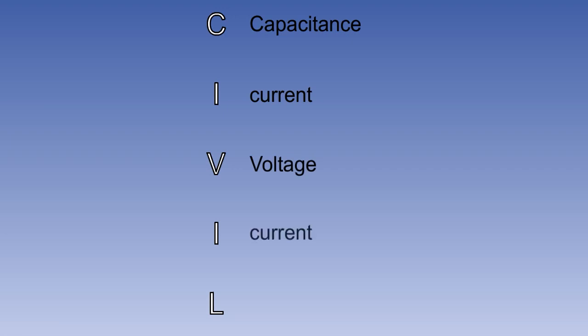A useful mnemonic for remembering the relationship between voltage and current in inductive and capacitive circuits is the word CIVIL, where C stands for capacitance, I for current, V for voltage, I for current, and L for inductance. So in a capacitive circuit, current leads voltage, and voltage leads current in an inductive circuit. That is the end of the lesson.